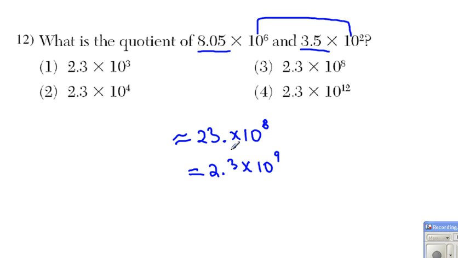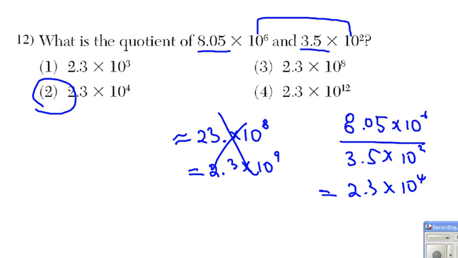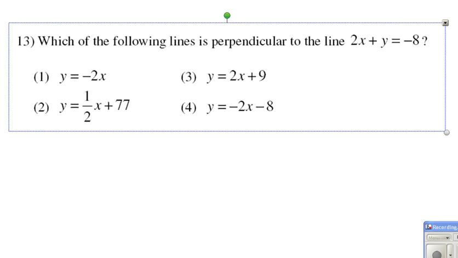So therefore, oh, I'm sorry, we are looking for the quotient, not the product. I'm sorry, we'll try to redo it. Quotient, that means we have 8.05 times 10 to the 6 over 3.5 times 10 to the 2nd. Then this becomes about 2.3-ish times 10 to the 4th because you need to subtract the exponents. All right, we have to read the question carefully.